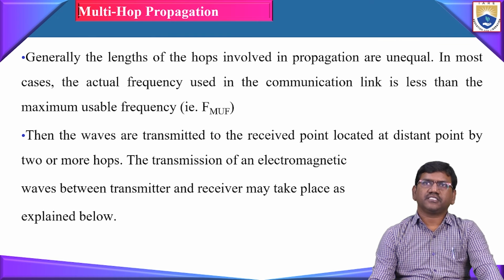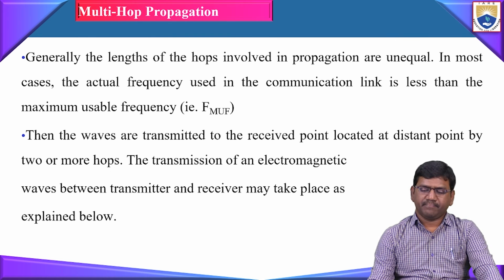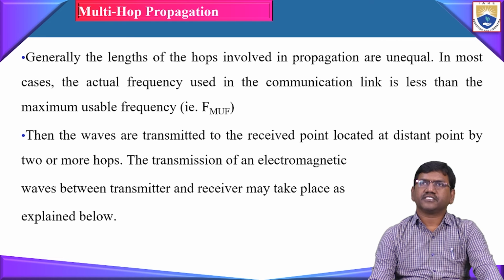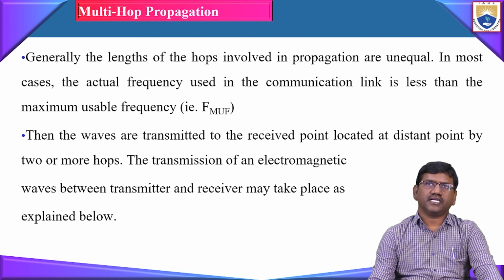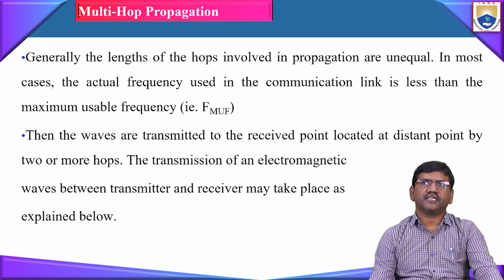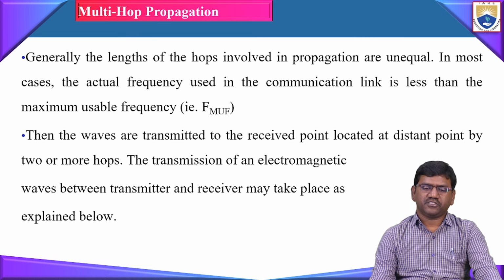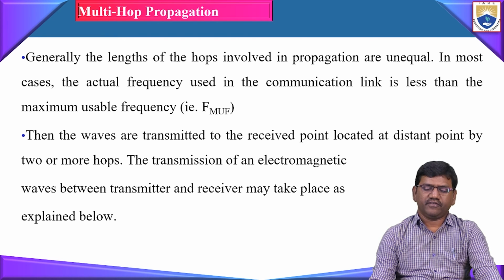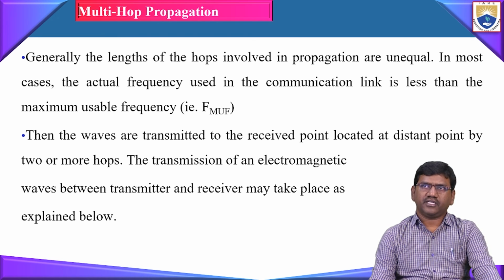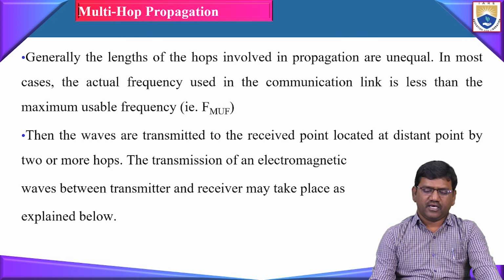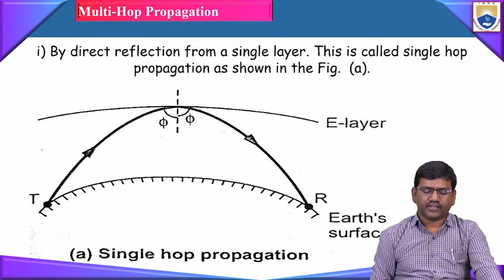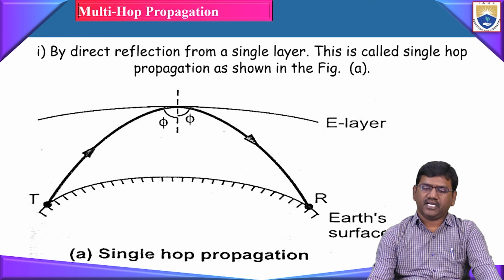In most cases, the actual frequency used in the communication link is less than the maximum usable frequency. Then the waves are transmitted to the receiving point located at a distant point by 2 or more hops. The transmission of electromagnetic waves between transmitter and receiver may take place as below. By direct reflection from a single layer, this is called single hop propagation.